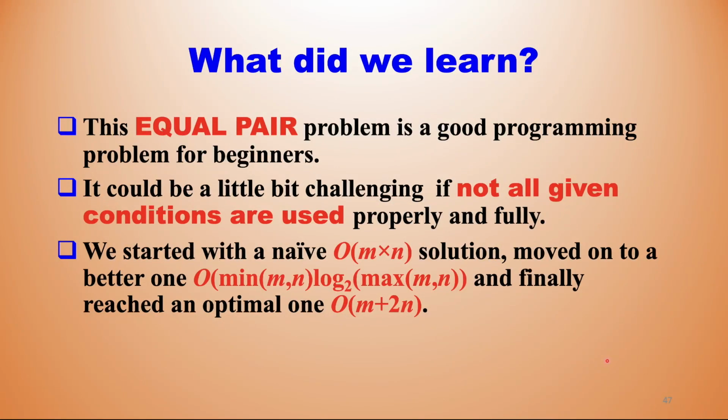What did we learn? This equal pair problem is a very good programming problem for beginners. It could be a little bit challenging if you do not use all the given conditions properly and fully. We start with a naive M times N solution. By the use of binary search, we move on to use the shorter array to search the longer array, which is an M times log 2N solution. And finally, we reach an optimal one, M plus 2N.